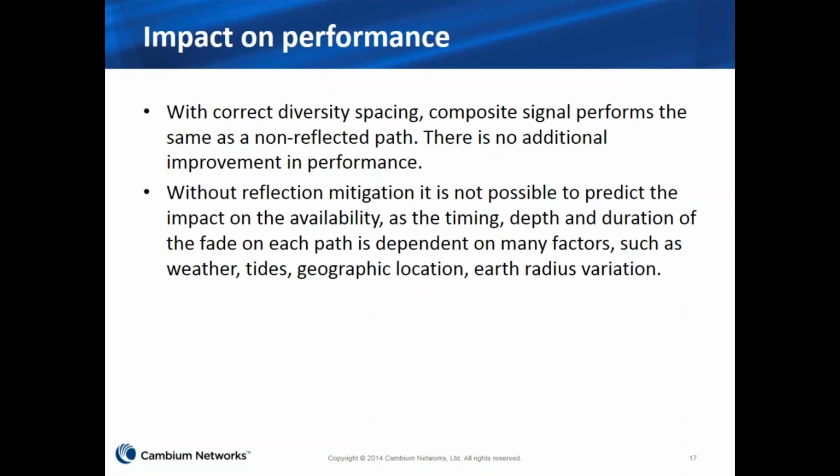It will depend on the source of the reflection, but it's often weather dependent, and it can be affected by tides, geographic location, and variations in Earth radius we've just been talking about, and therefore it's not possible to actually predict a specific availability for a link which has reflections but no mitigation. Therefore, when you're using LINKPlanner, you need to verify a link to make sure that it doesn't have a reflection. But LINKPlanner will then help you and provide you with the tools to determine whether the reflection is in an area that's of concern and what the separation is required if you do need to put diversity in.